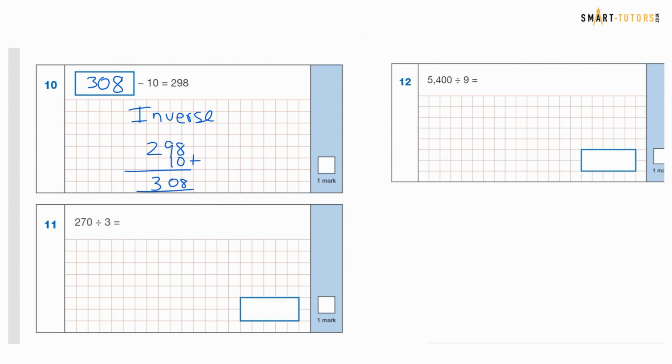Something take away 10, 298. So you do the reverse operation or inverse operation as Archia said. So you are adding the 10 back into the 298. The answer is 308. Question number 11.